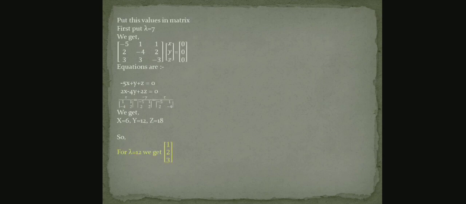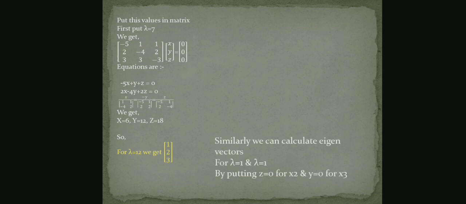Put these values in the matrix. First put lambda equals 7. We get equations, so by solving these two equations using Cramer's rule, we get the values of x, y, z as 6, 12 and 18. So we get the eigenvector 1, 2 and 3. Similarly, we can calculate the eigenvector for lambda equals 1 and lambda also equals 1, by putting z equals 0 for x2 and y equals 0 for x3.